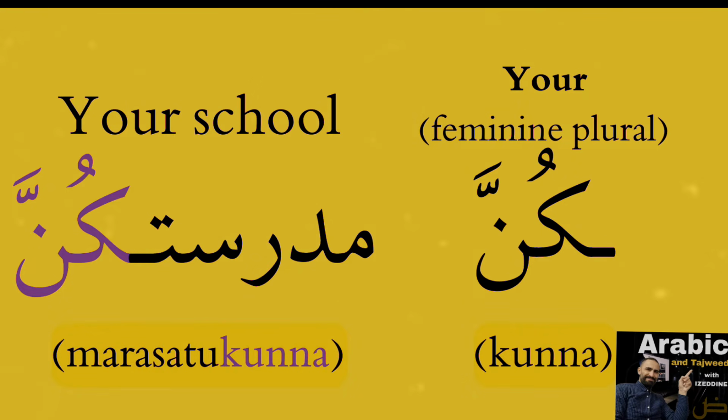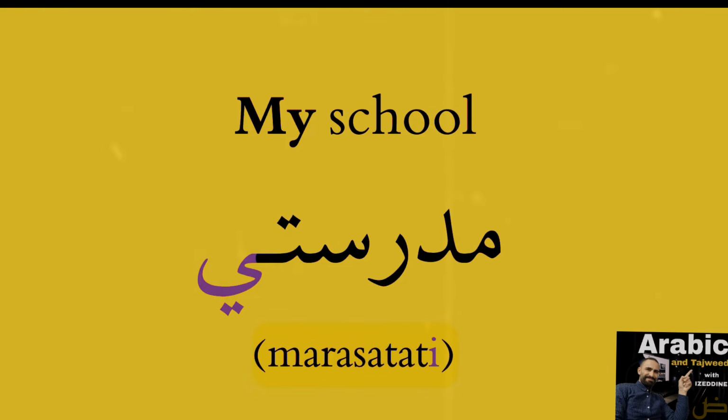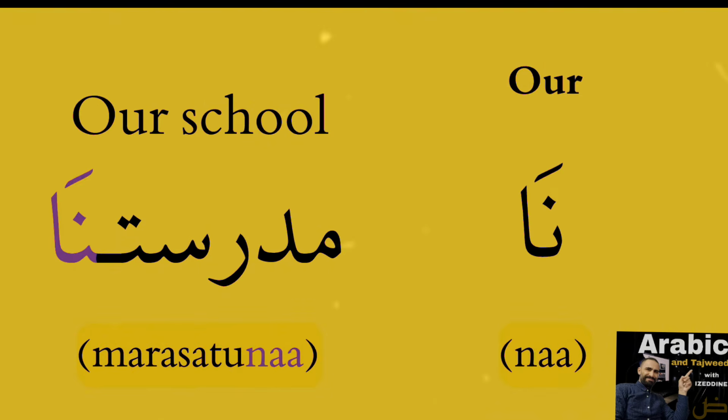If you're talking to a group of women or girls, you say كن. مدرستكن, your school. كتابكن. Okay, ملابسكن, your clothes. Your room, بيتكن. My school, مدرستي. My book, كتابي. My paper, ورقتي. My pen, قلمي. My glasses, نظاراتي. My clothes, ملابسي.